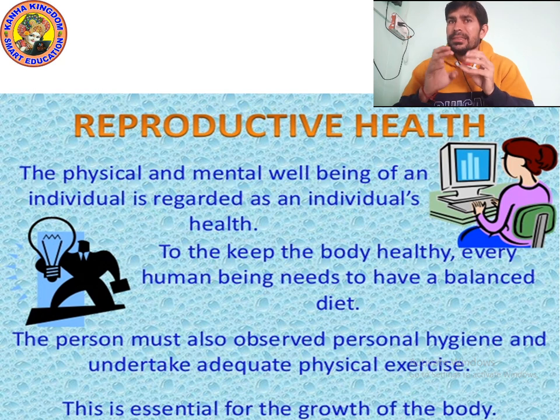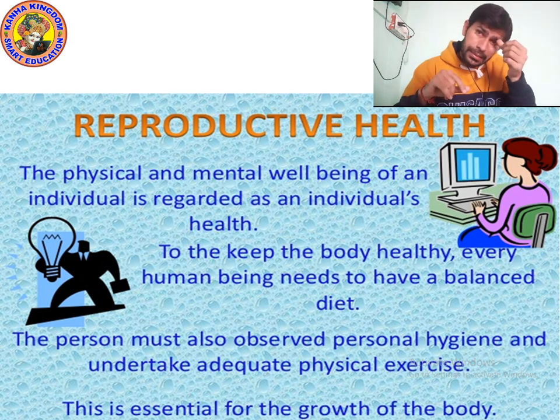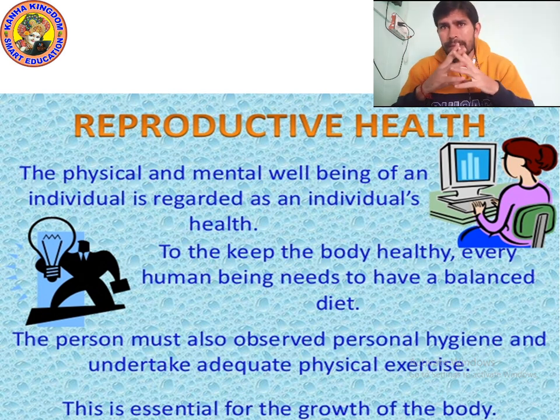A balanced diet is a meal that includes carbohydrate, protein, vitamins, and fat in requisite proportion. For example, we eat roti, dal, many pulses, milk, and vegetables as a balanced diet.